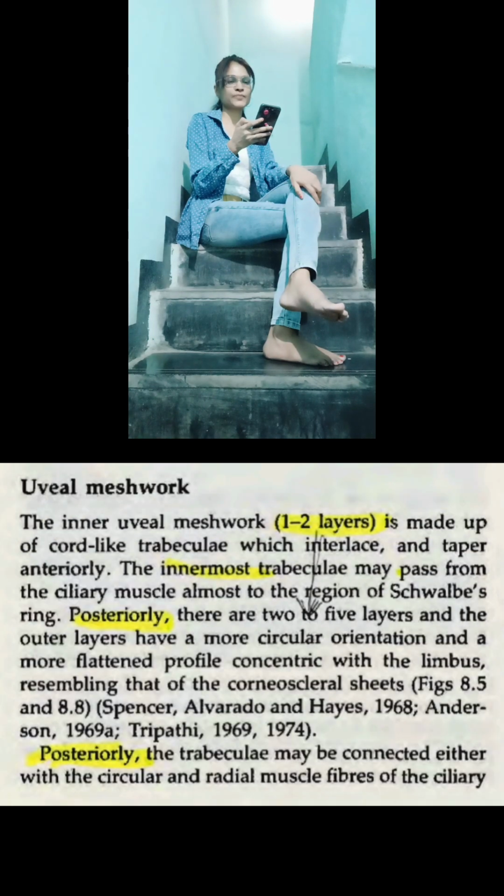Uveal meshwork. The inner uveal meshwork, that is 1 to 2 layers, is made up of cord-like trabeculae which interlace and taper anteriorly. The innermost trabeculae may pass from the ciliary muscle almost to the region of Schwalbe's ring. Posteriorly, there are 2 to 5 layers, and the outer layers have a more circular orientation and a more flattened profile concentric with the limbus, resembling that of the corneoscleral sheaths.